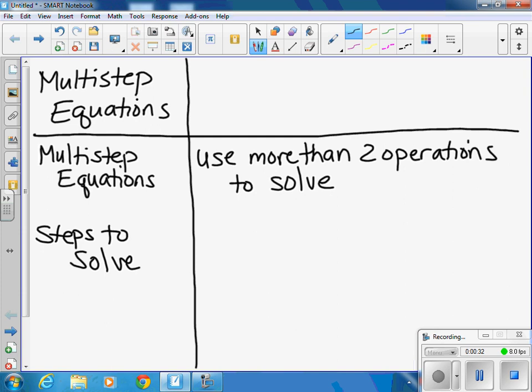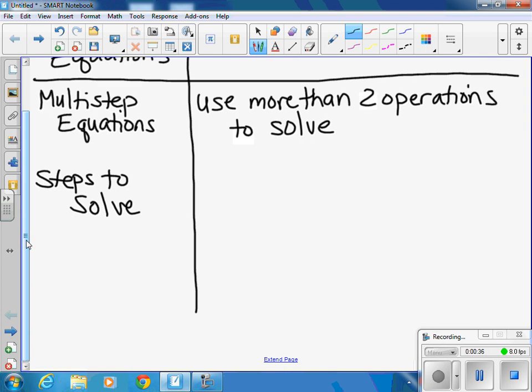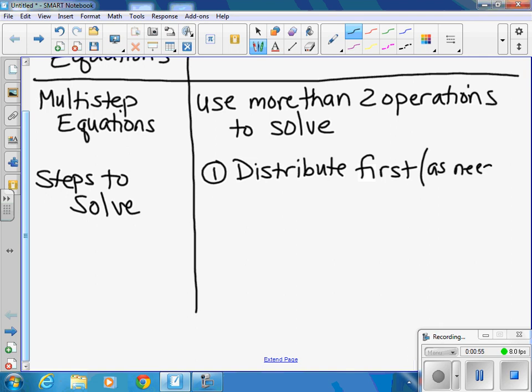All right, what I'm going to give you next are the steps to solve a multi-step equation, and these steps are going to be on an as-needed basis, but they have to come in this order if you have them in your problem. So the very first thing you will always have to do in every type of equation is to distribute first. And that comes on an as-needed basis. If there's no distributing in your problem, then obviously you won't do this first.